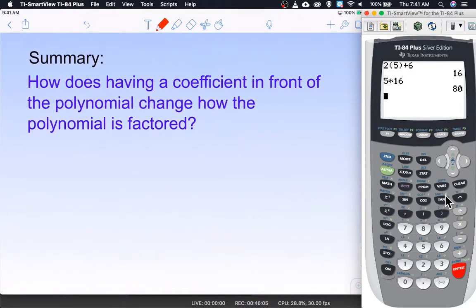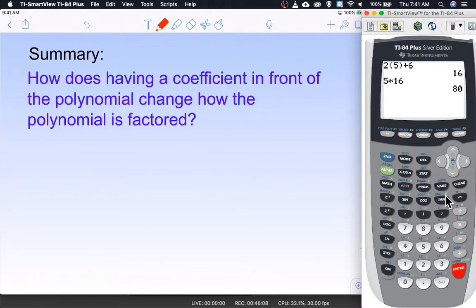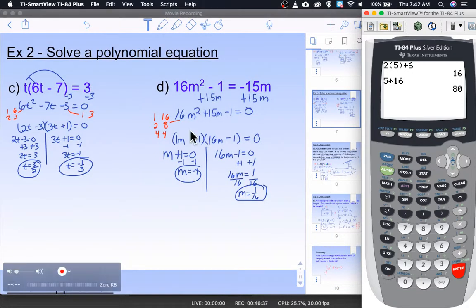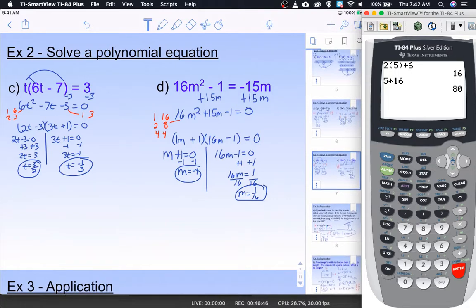In summary, how does having a coefficient in front of the polynomial change how the polynomial is factored? So that coefficient is the extra number in front, like the 3x squared. Well, it gives us more stuff to worry about. It gives us extra factors that we have to deal with. Like here, the 16, we had a 1 and a 16, 2 and 8, 4 and 4. We had more possible combinations. We really didn't actually have anything with a ton of combinations.